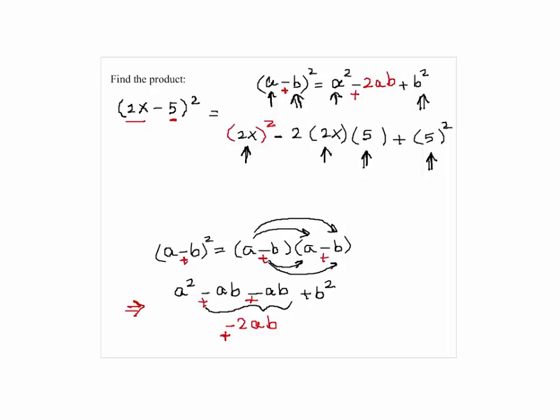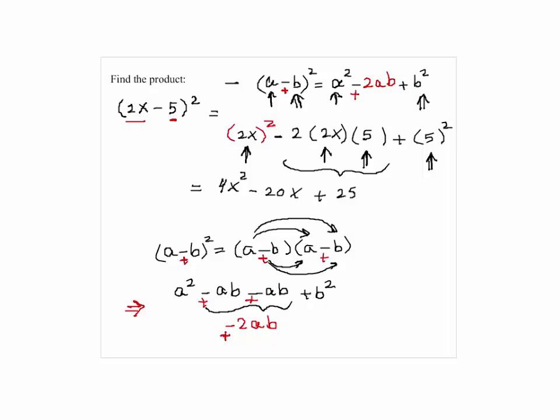So if I expand this, what do I get? (2x) squared is equal to what? 4x squared. Okay. So if I multiply these three numbers together, what do I get? 2 times 2x times 5, that's 20x. Minus 20x, that's good. Plus what? Plus 25. So this is how you expand them.